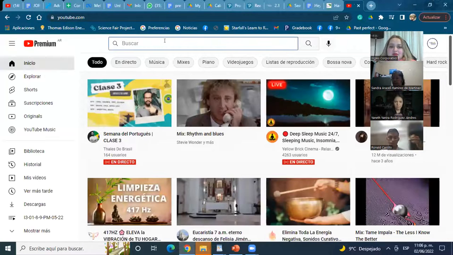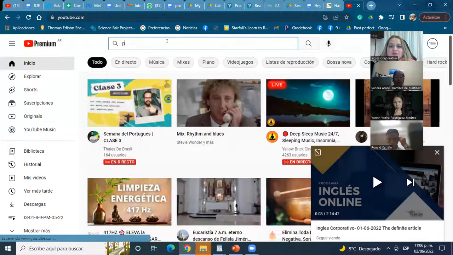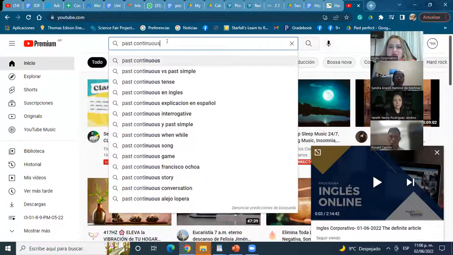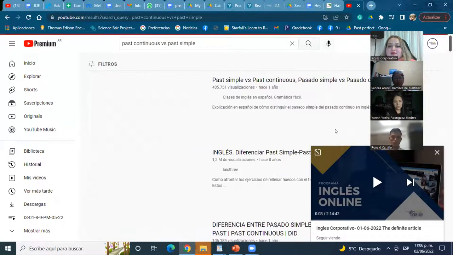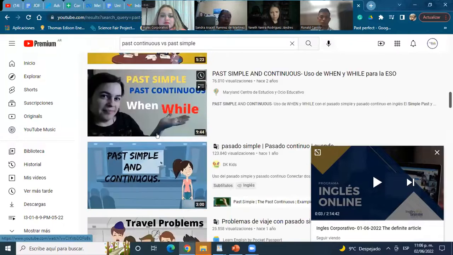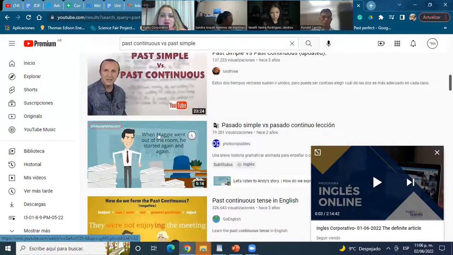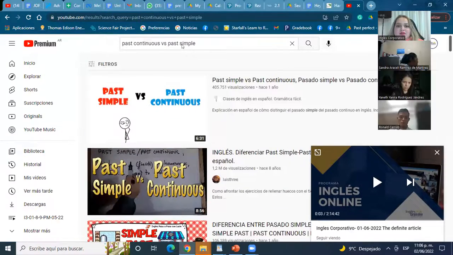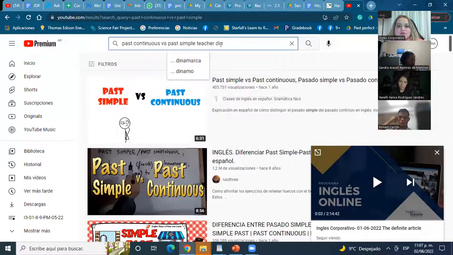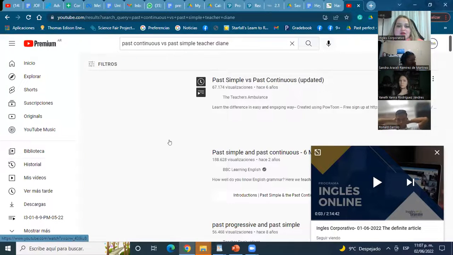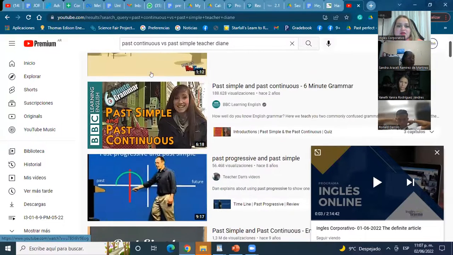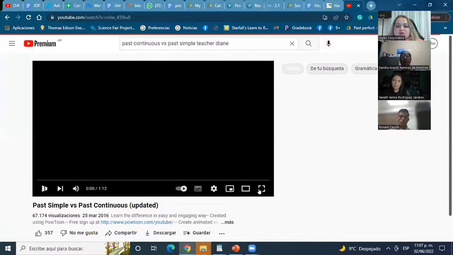Nice. Let me see here. Past continuous versus simple past. All right. Well, maybe we don't have anything here. Let me see. Yep, nothing. All right, let's look at one example here.